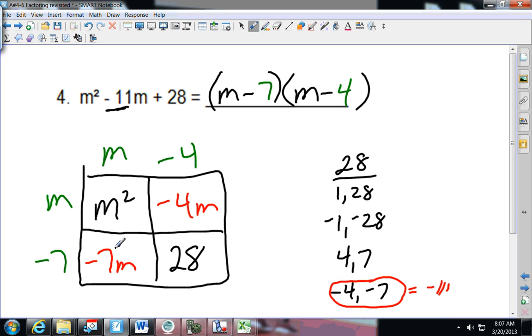The question is, does it matter? You mean these numbers right here? No, it does not. You could put the -4 down here and the 7 up here. It doesn't matter what order you put these in up here. You could have written m minus 4 times m minus 7. It still means the same thing. Okay?